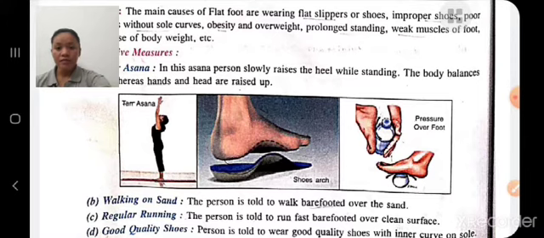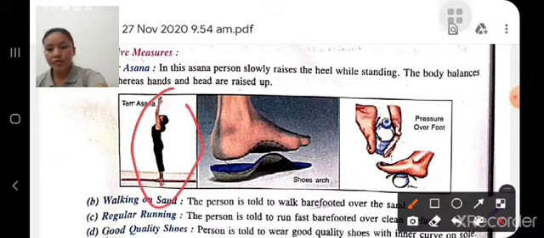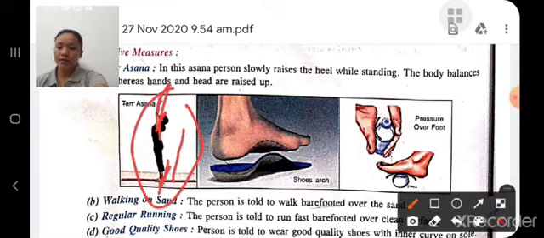In Tarasan, you stand. In this asan, the person rises the heels. You stand and then you rise your heels slowly up and balance your weight over your toes, head upwards, hands in upward direction, and hold for some time, and then after that come down.